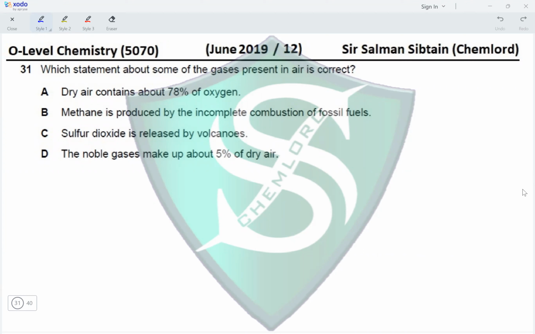No, 78% of nitrogen. Methane is produced by the incomplete combustion of fossil fuels. No, carbon monoxide is produced by incomplete combustion of fossil fuels. Sulfur dioxide is released by volcanoes. Yes. The noble gases make up about 5% of dry air. No, they make up less than 1% of dry air. So the correct option for this question is option C.